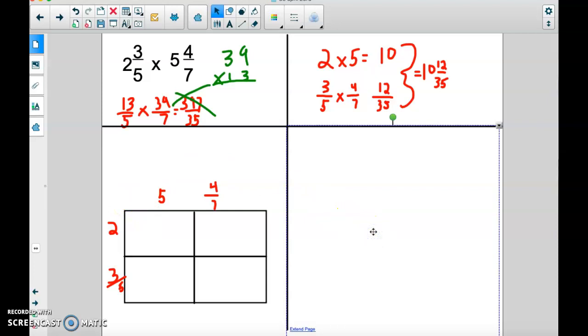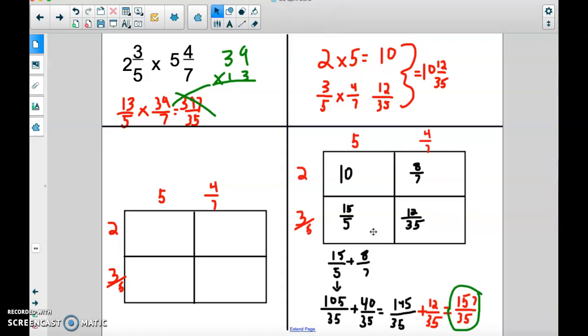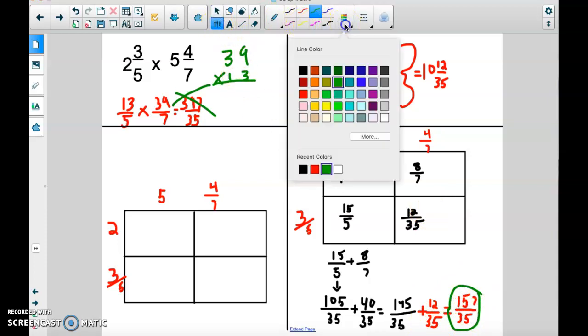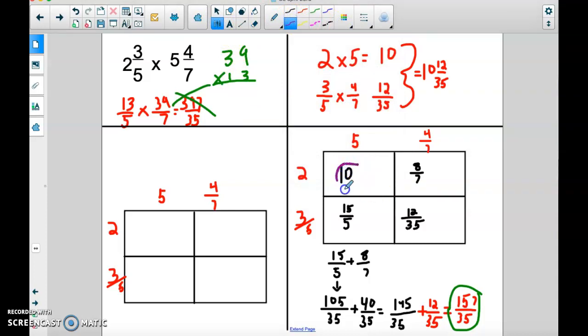The last common mistake that I'm seeing is people set the box up correctly. They get all this good stuff in the middle. They add these up correctly, right? Get 145/35, add the extra 12/35, and boom, there's the answer, 157/35. What they're forgetting to do is add in these 10 wholes, guys. It's the easiest step, right? You did all this great work, you're all done. No, one tiny last little step, add that whole number on, all right?